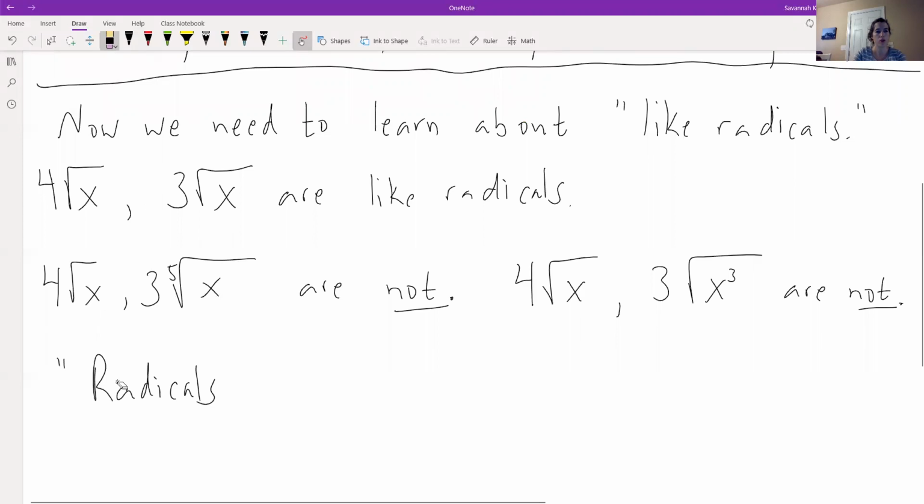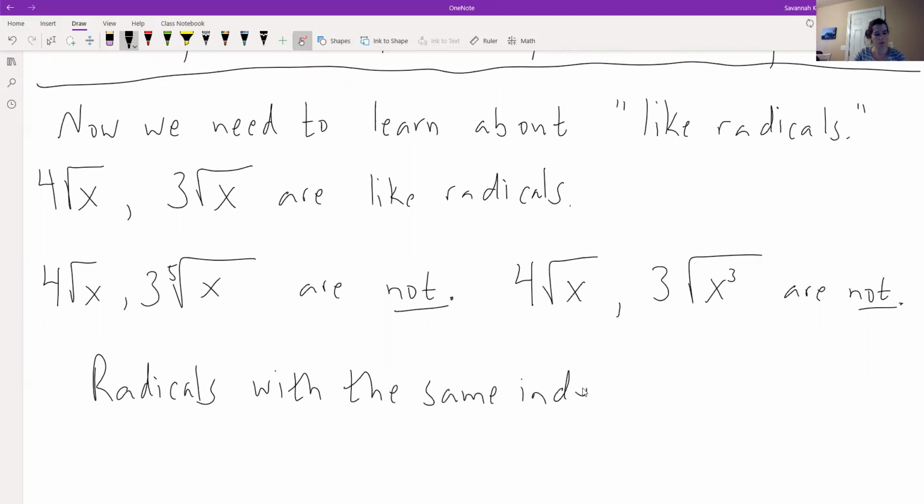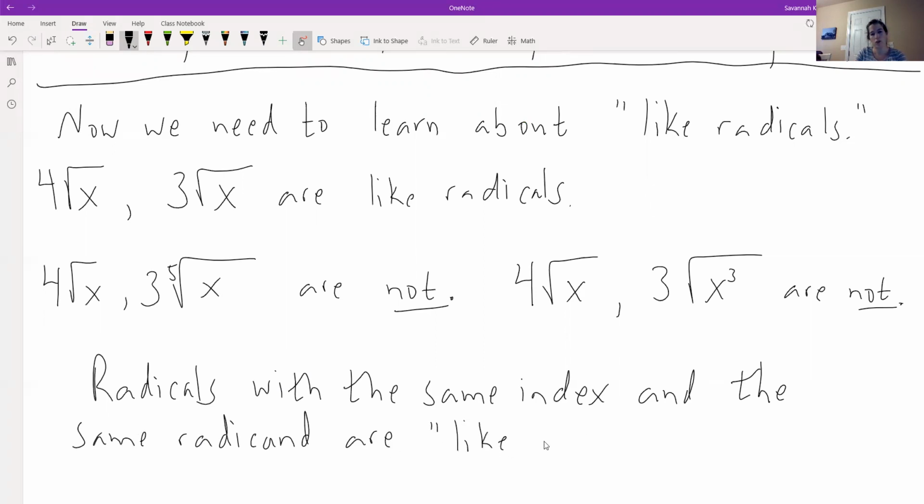Radicals with the same index, they call it. We'll dissect this in a minute. So they have to have the same index, and they also have to have something else called the same radicand, are "like radicals." I like to put that in quotes so that we don't get tricked into thinking they're saying that they're like radicals. No, they're like radicals. So English is a fun language.